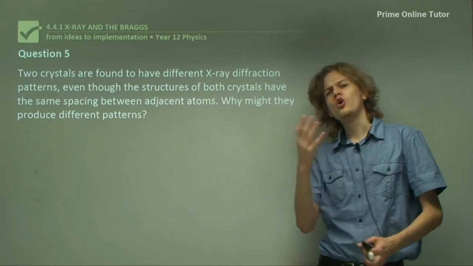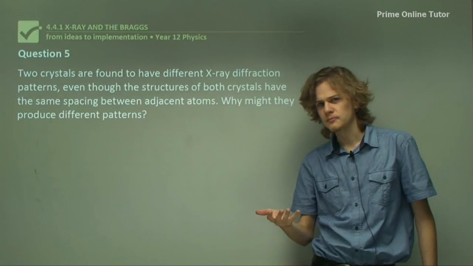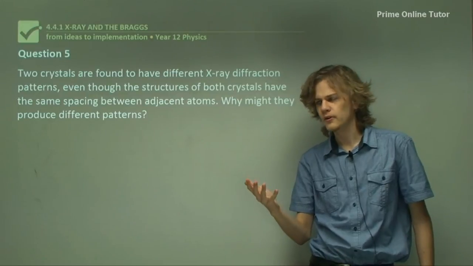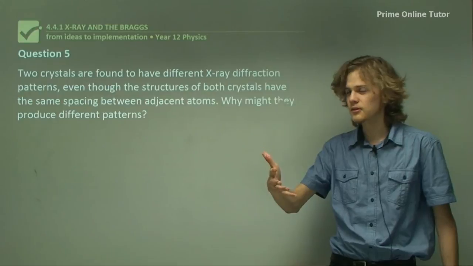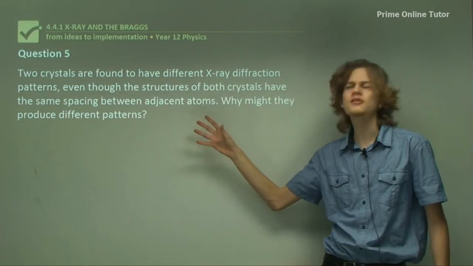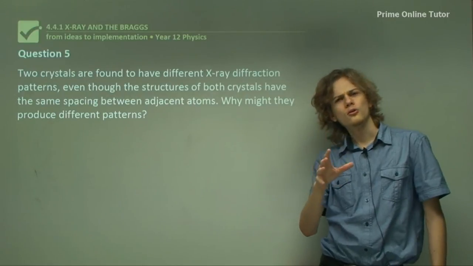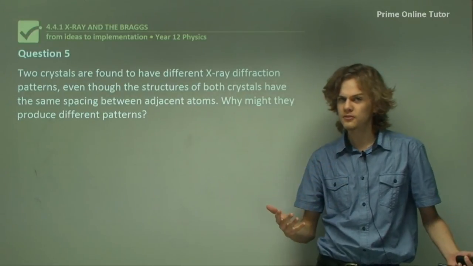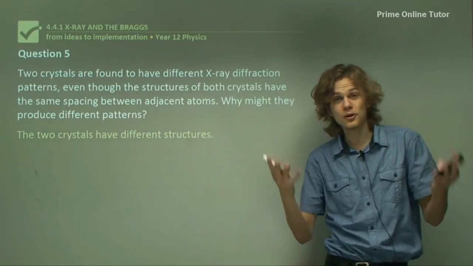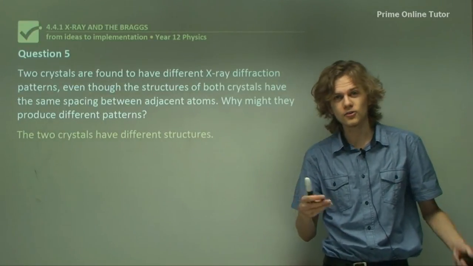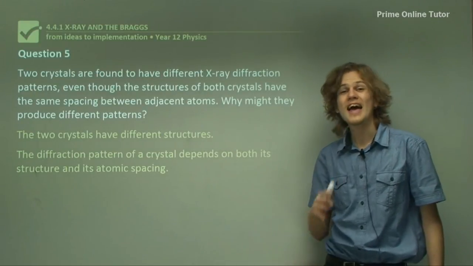Well, let's think of what we know about crystals first of all. We know that they're arranged in repeating patterns. All right, that's fair enough. We know that they all have a particular spacing between atoms, that these 2 crystals happen to have the same spacing. But that's not all we've learned about crystals. We've also learned that crystals have different structures. And so our answer here is that the 2 crystals must have different structures, and that's why they're producing different diffraction patterns.